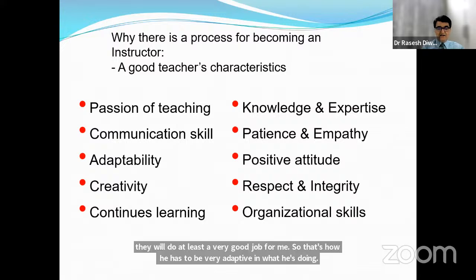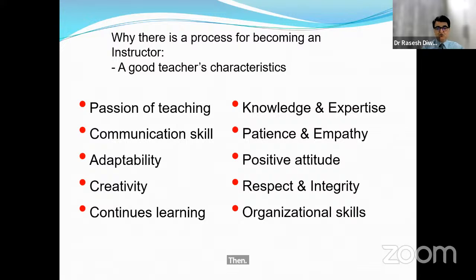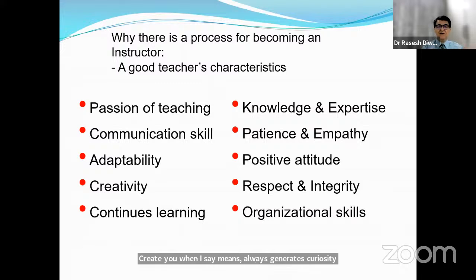Then he has to be very positive in his attitude to create the growth of the students. So he has to understand the students and work very hard with a very positive attitude. He has to be creative. Creative, when I say, means he always generates curiosity among the students. And I believe that we have to make them hungry to understand. So make it very interesting, generate curiosity.